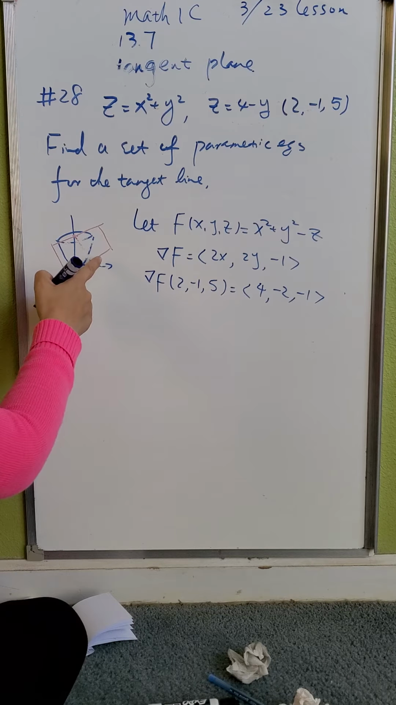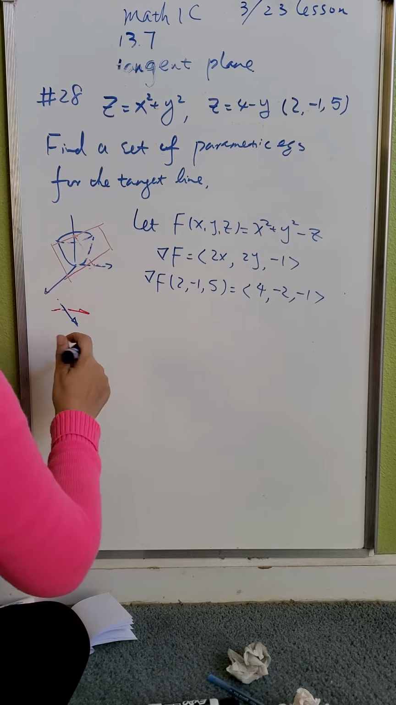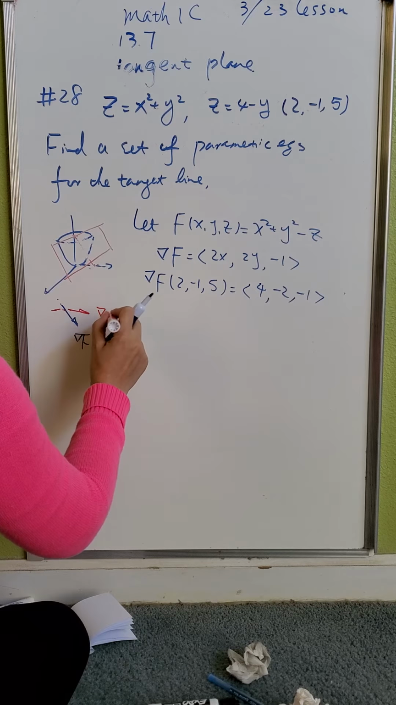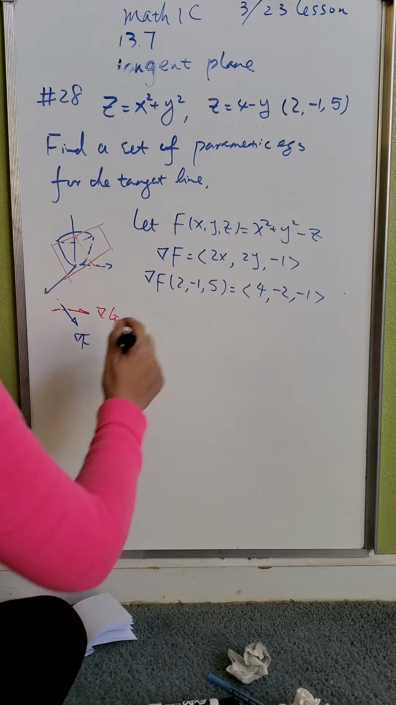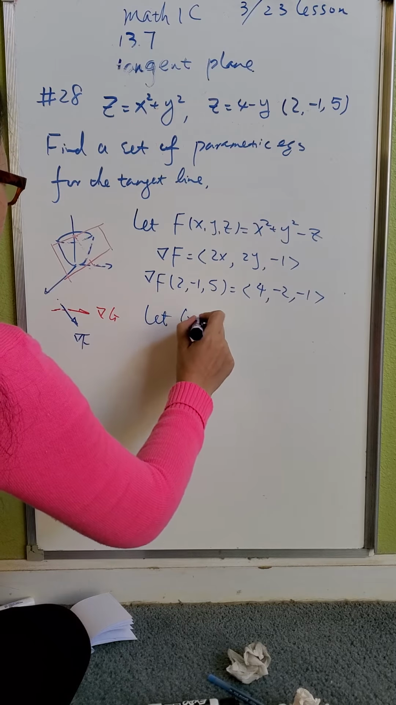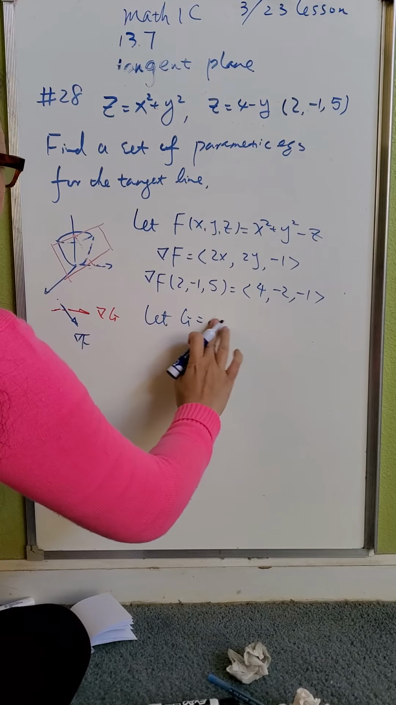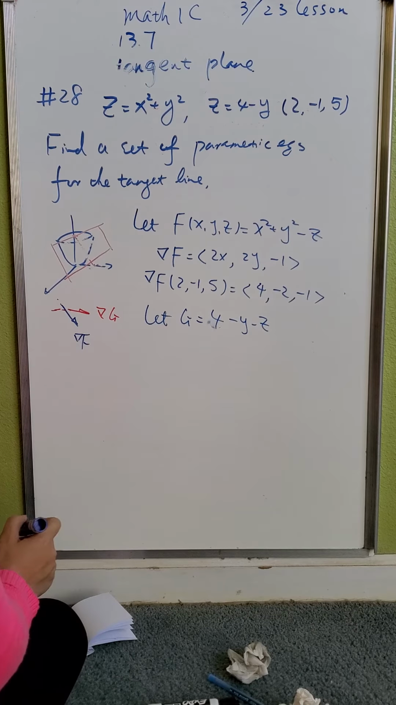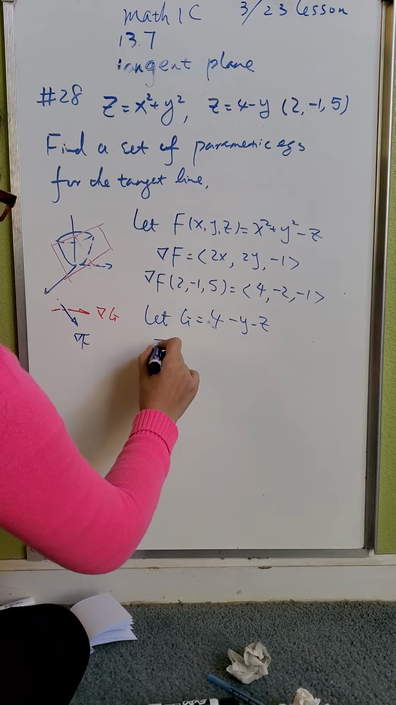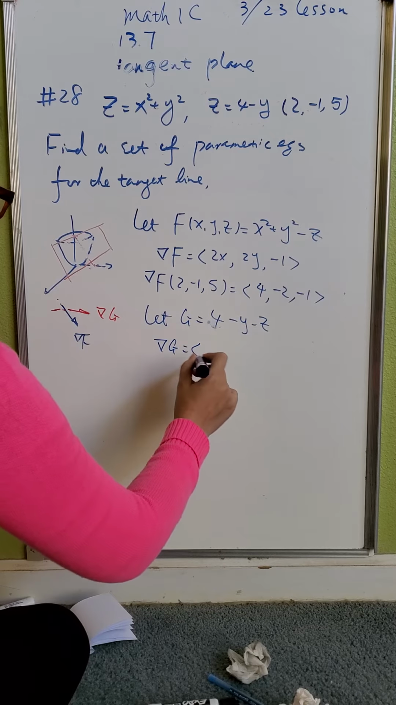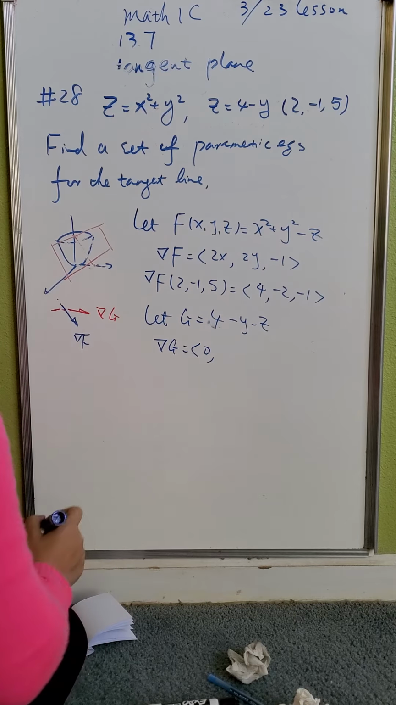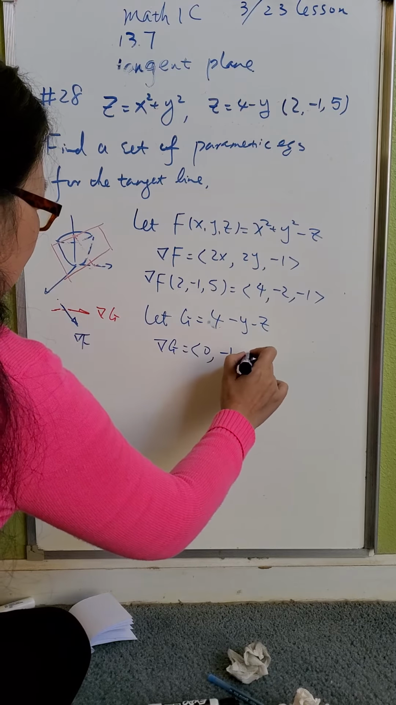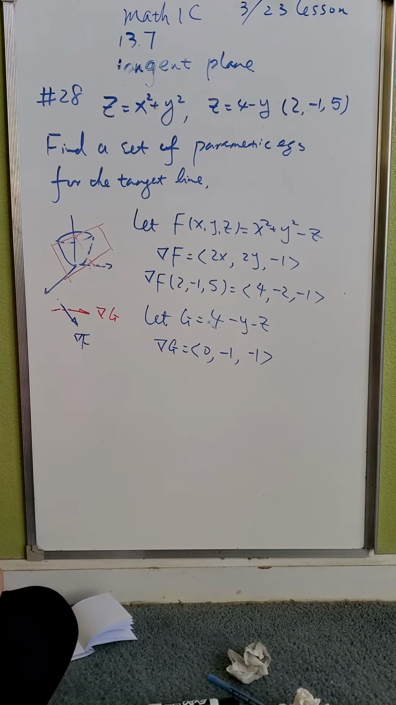Okay, now I'm going to find the gradient for the red one. I'll give a name for this one: del g. Let g equal 4 minus y minus z. And del g will equal 0 for x, -1 for y, and -1 for z.